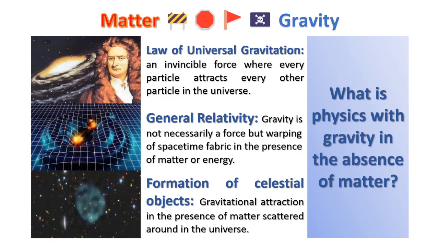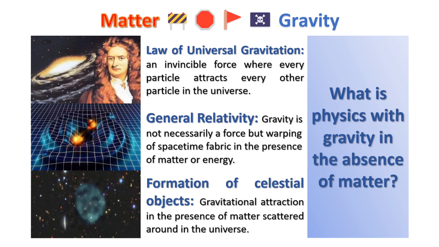Newton told us in the law of universal gravitation that gravity is an invisible force where every particle attracts every other particle in the universe. Einstein taught us general relativity, where gravity is not necessarily a force but a warping of the space-time fabric in the presence of matter or energy. Our view of the entire universe is based on matter, where formations of celestial objects are through gravitational attraction in the presence of matter scattered around in the universe. What is physics with gravity in the absence of matter?